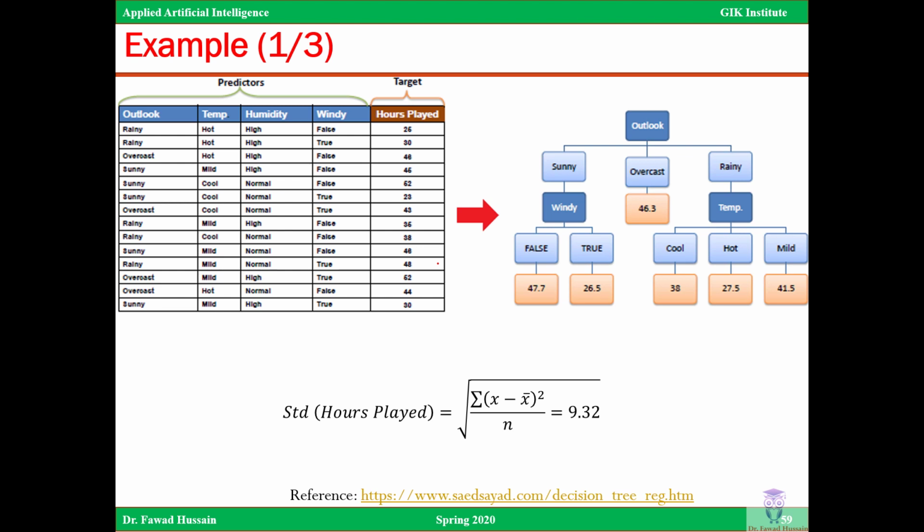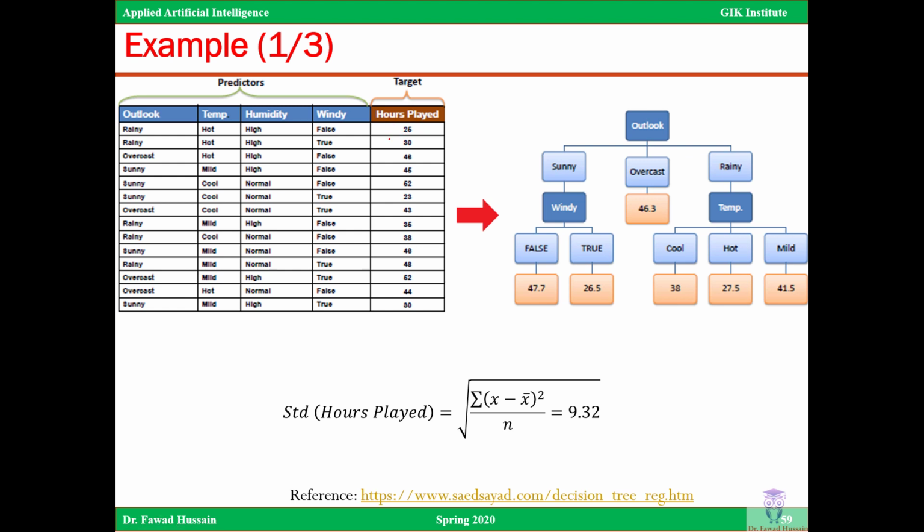So let's take an example. This is data where these are the predictors and this is the target or the predicted value. So these are the attributes and this is the target. So we have outlook, temperature, humidity, and whether it is windy or not, and these are the values corresponding to these attributes. Now previously in the decision tree we saw that this was play tennis yes or no. This was a category. In the case of a regression tree we have real valued numbers, so how many hours are we going to play.